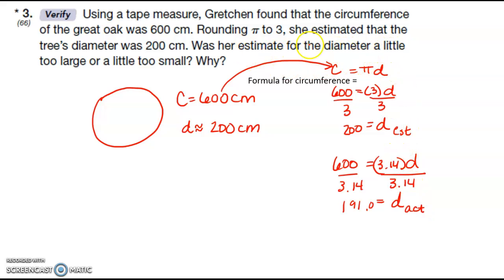And it says, was her estimate a little too large or too small? It was a little too large because here we're dividing by 3, and here we're dividing by more than 3. Let me know if you have questions on that one.